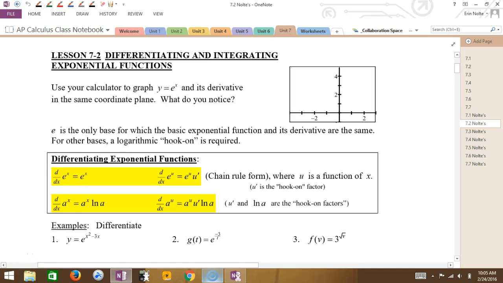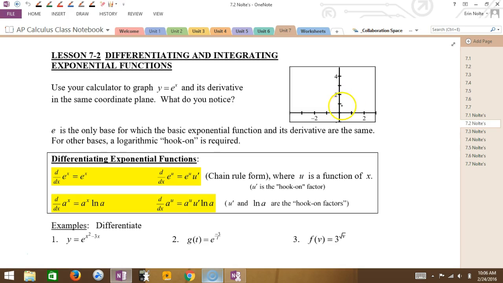Okay. All right. So 7-2 is going to be differentiating and undoing the differentiating, which is integrating, of exponential functions. So they start by giving us a graph, and on the notes that you watched, you learned how to graph e to the x, right?